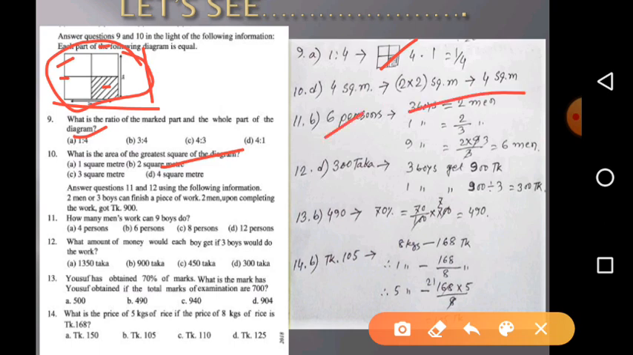That means 3 boys equal to 2 men, 1 boy is equal to 2/3 men. That's 9 boys equal to, after dividing 9 by 3 we get 3. So 2 into 3 equal to 6 men. So the correct answer is B, 6 persons.